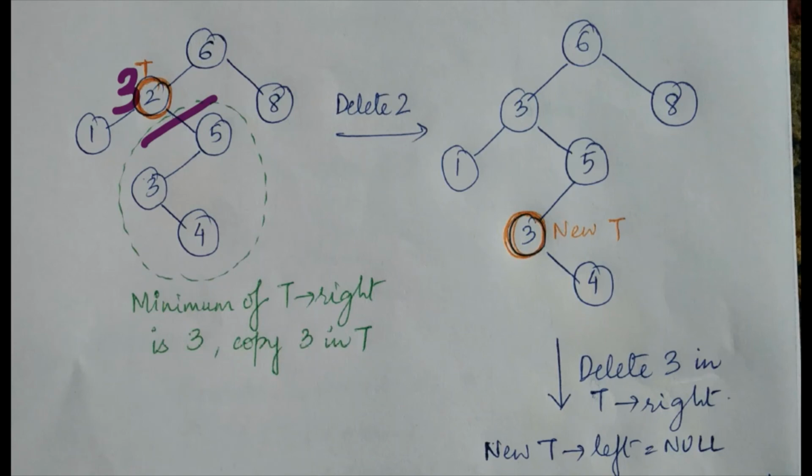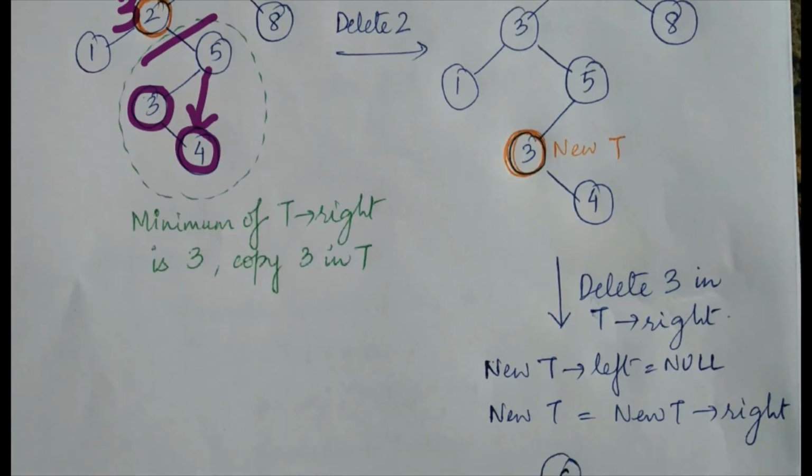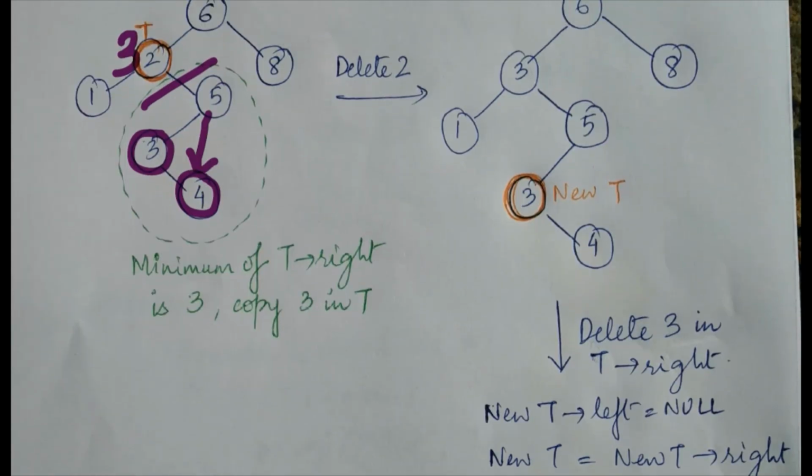So 3 has 1 child, so I will copy the address value of 3 in temp, and I will send this value back so that 5's left becomes 4 and 3 gets deleted, just like we did for 0 or 1 child. So 3 is a node with only 1 child. It will be taken care of like that. Okay, I have just written some comments here.